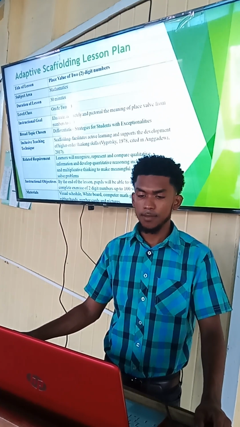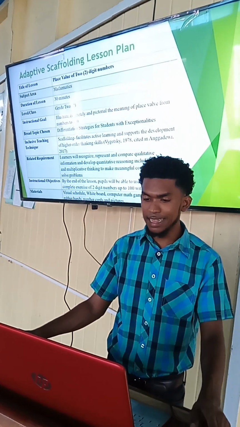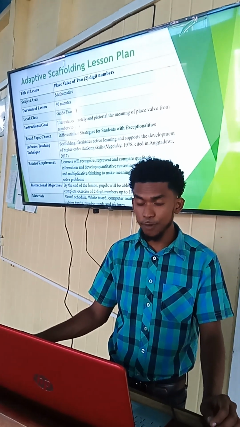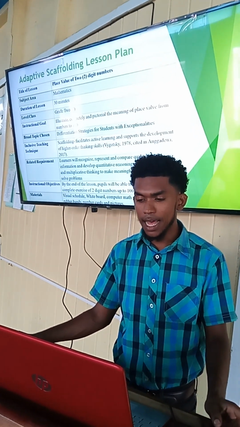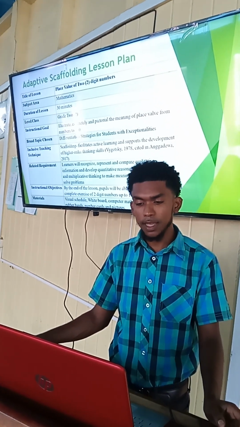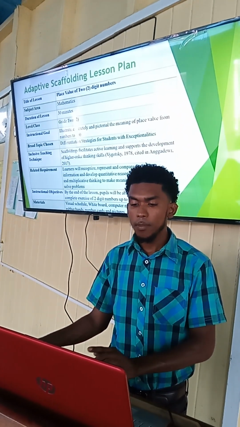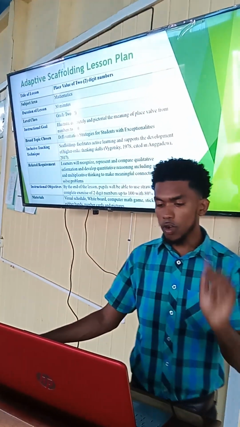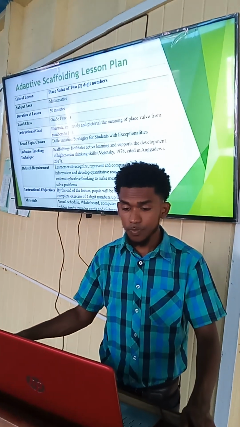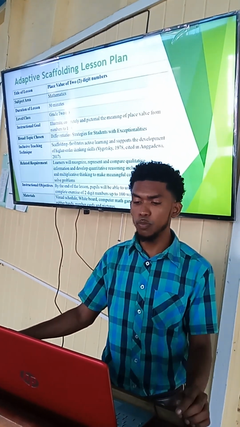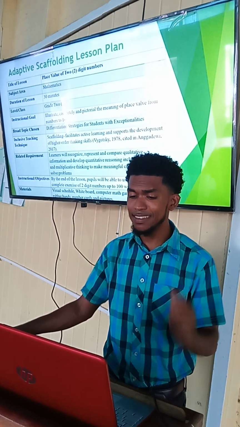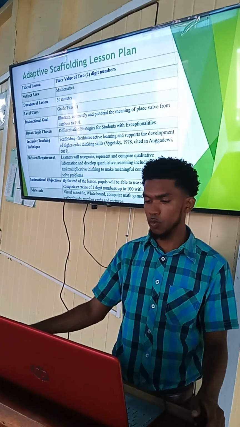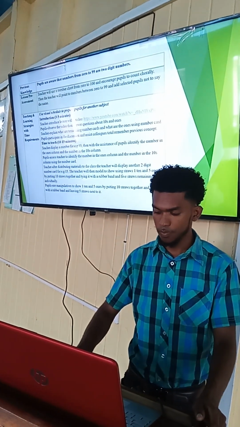Related requirement: learners will recognize, represent, and compare qualitative information and develop quantitative reasoning, including additive and multiplicative thinking, to make meaningful connections and solve problems. The instructional objective of this lesson was: by the end of the lesson, pupils will be able to use straws and ICT to complete exercises of two-digit numbers up to 100 with 80% accuracy.